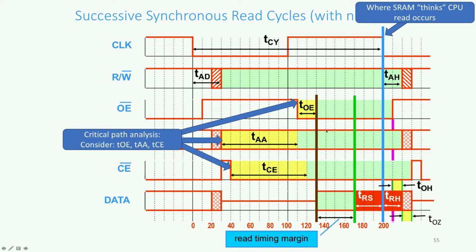Okay, so you need to actually do this analysis, figure out where all these points are, and then determine which one of these three points occurs latest in time, and that determines when the SRAM is going to be outputting.